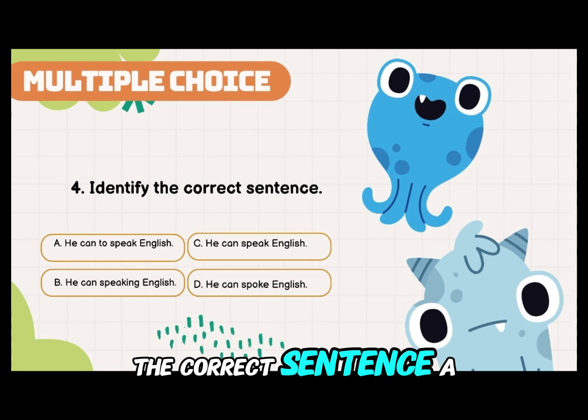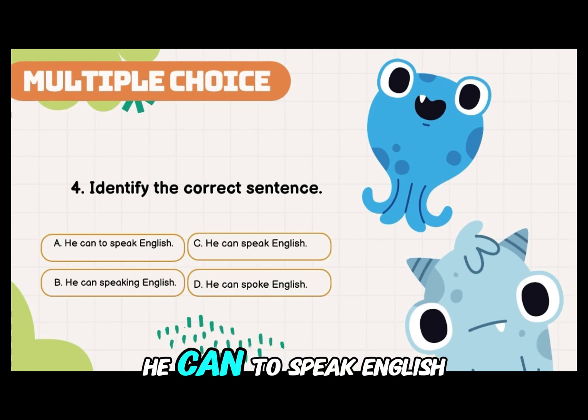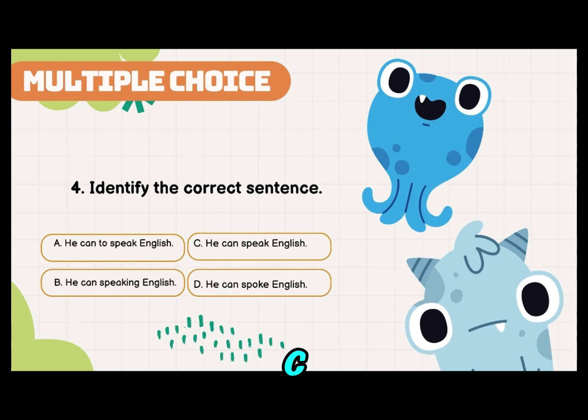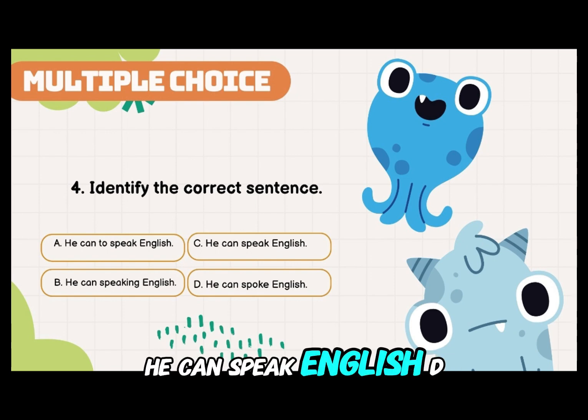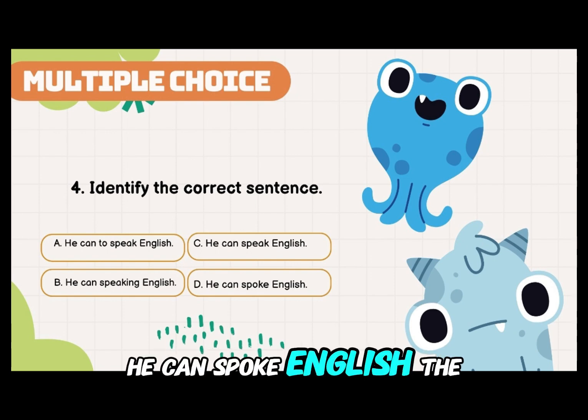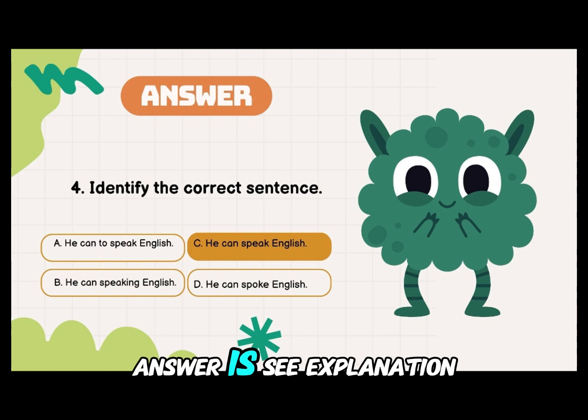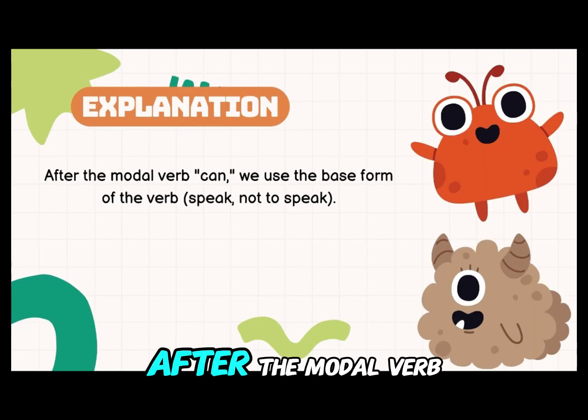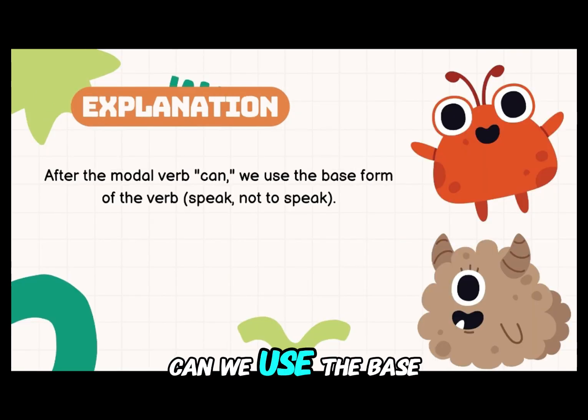4. Identify the correct sentence. A. He can to speak English. B. He can speaking English. C. He can speak English. D. He can spoke English. The answer is C. Explanation: After the modal verb can, we use the base form of the verb, speak, not to speak.